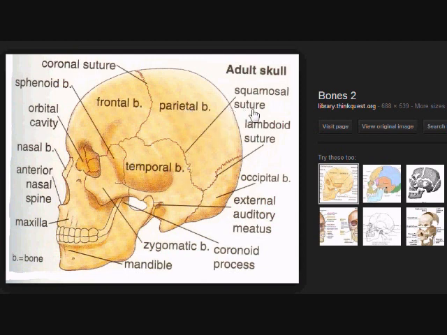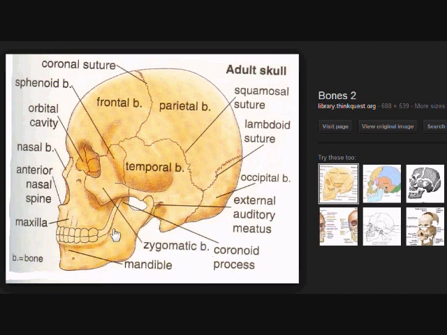Here we have the squamosal suture, right? As you can see, that's separating the parietal from the temporal bone, right? And at the very back, we have the lambdoid suture, right? Which is separating the parietal from the occipital, right? At the very base here, right past the process, you can see that we have the external auditory meatus, and we just covered meatus in the last item, right? So meatus is just an opening, right?